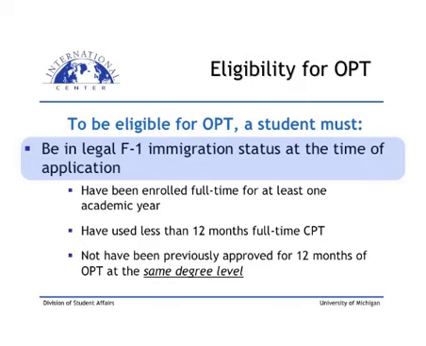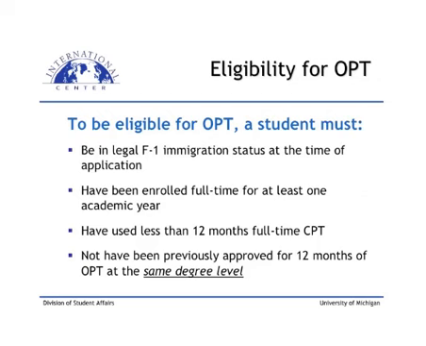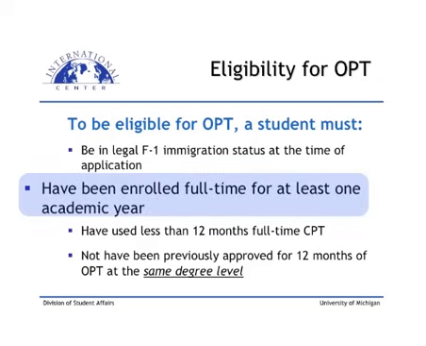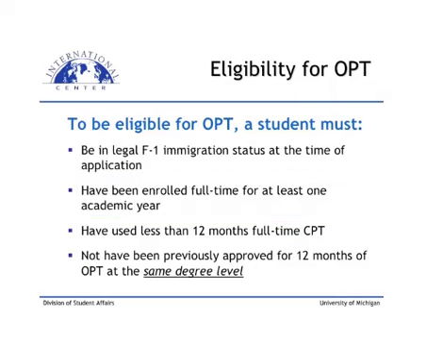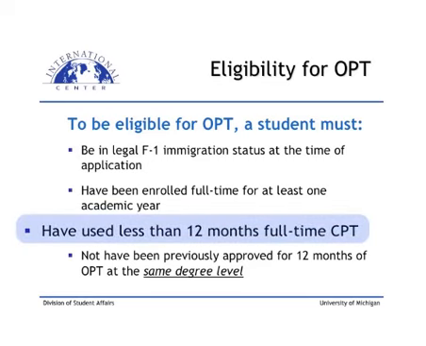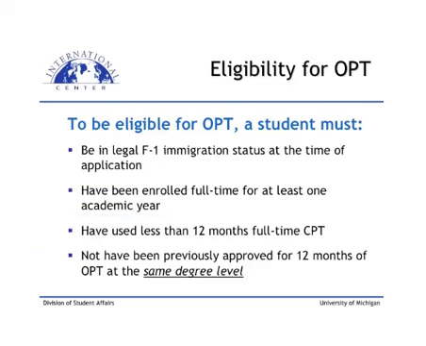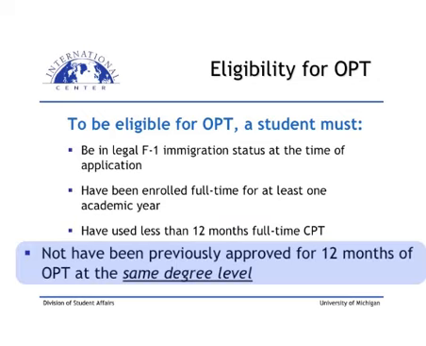At the time of application, you must be in legal F1 immigration status. You must also have been enrolled full-time for at least 1 academic year. This means 2 consecutive semesters on the same SEVIS number. Third, you must have used less than 12 months of full-time CPT. Part-time CPT does not count towards this limitation. Finally, you cannot have been previously approved for 12 months of OPT at the same degree level.